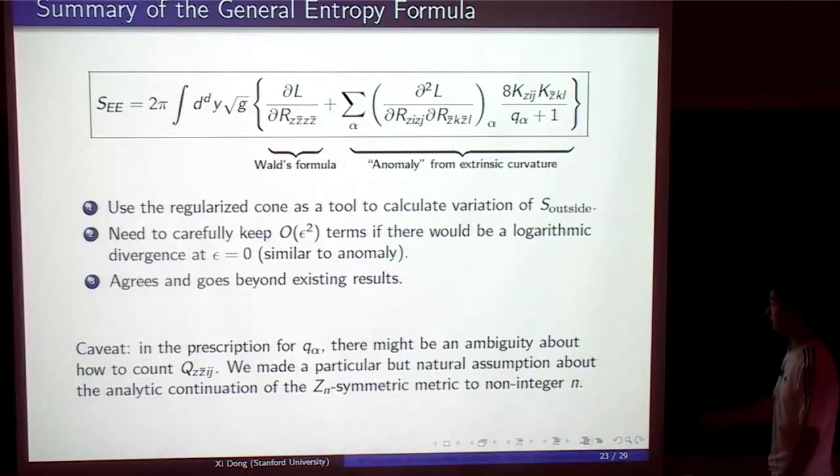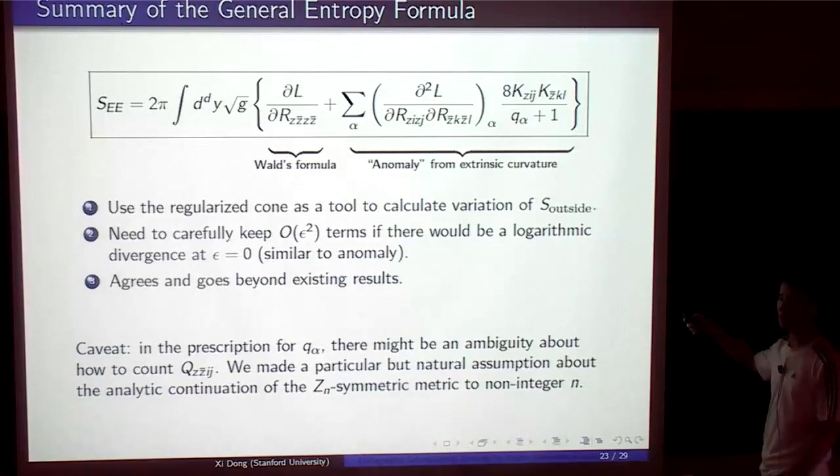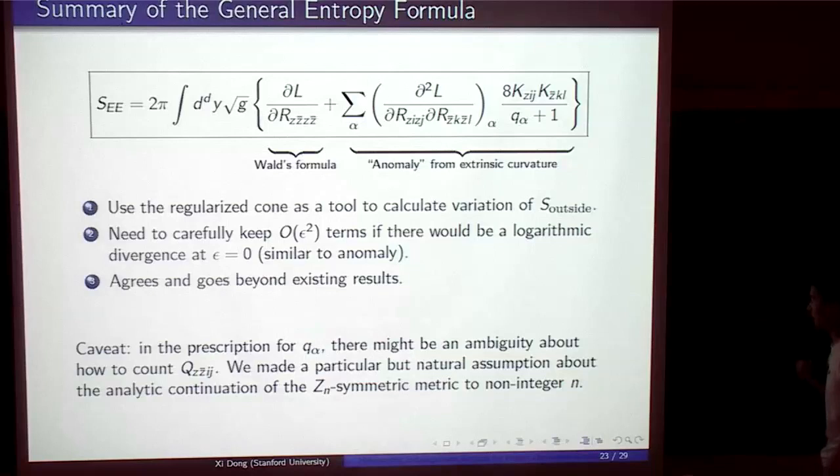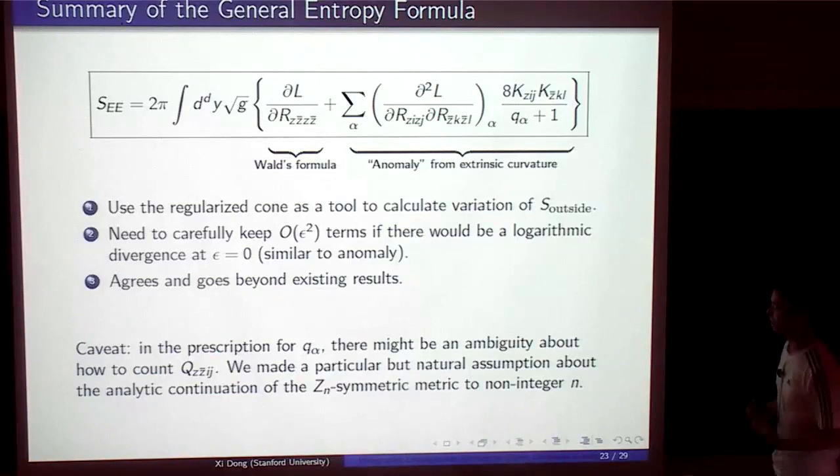Remember, Q is the derivative of K, so K appears linearly in the expansion of the metric. Q is a quadratic order. I just want to say very quickly that we made a particular but very natural assumption about the analytic continuation from the Zn symmetric metric to non-integer n. But it'd be nice to fix this more concretely. If you're interested, I'm happy to talk about it.